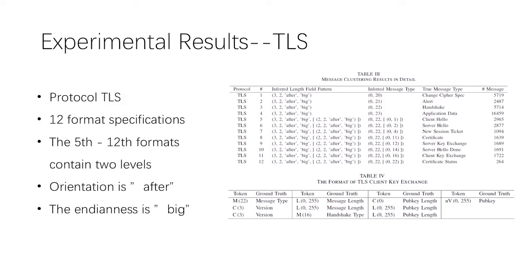The two tables show the detailed protocol inference results for TLS. As shown in the table, we have inferred 12 protocol specifications. We can find that the 5th to 12th formats contain 2 levels. The orientations are all after, and the endianness is big.